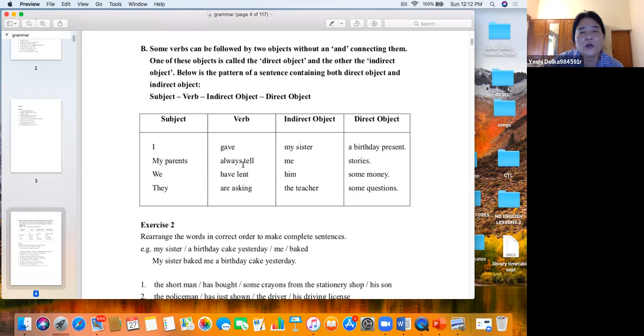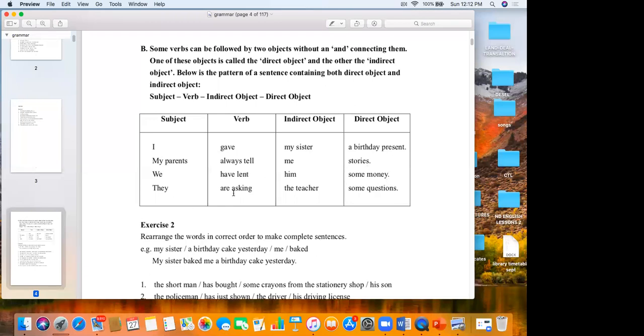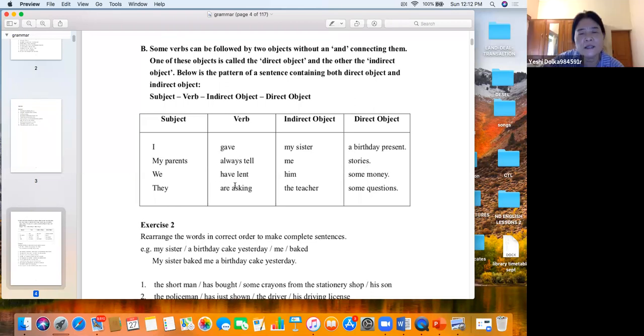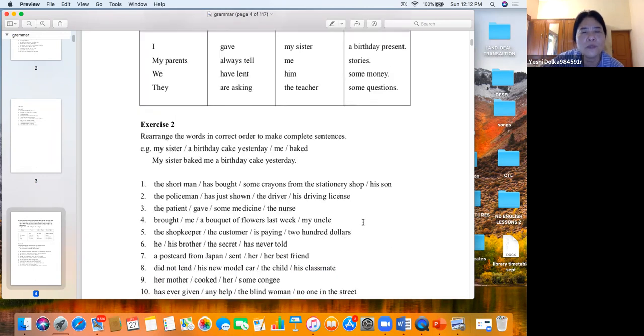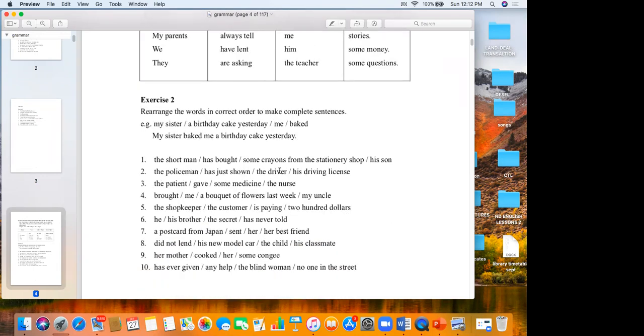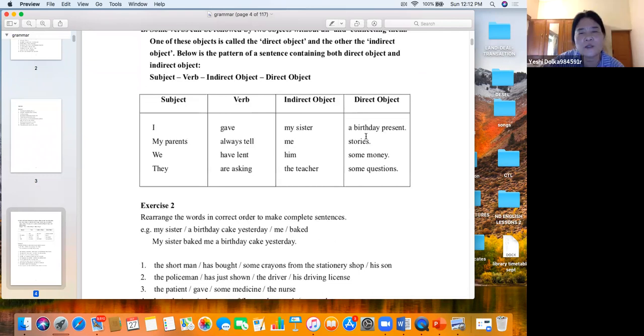My parents always tell me stories. We have lent him some money. They are asking the teacher some questions. Okay. Do you understand? Now, your job. You rearrange this in this pattern.